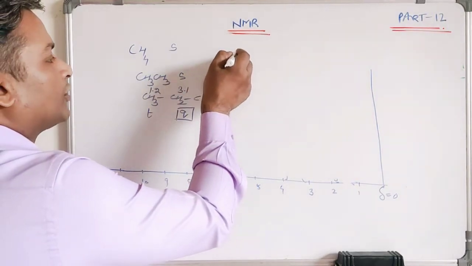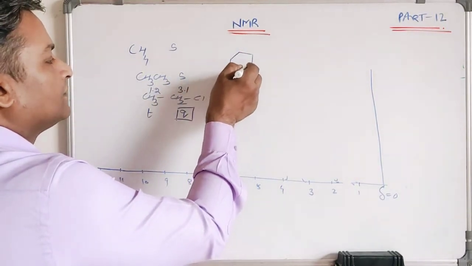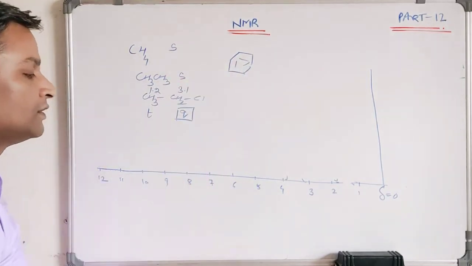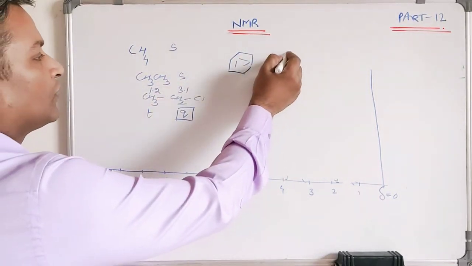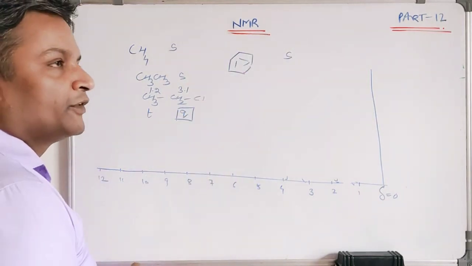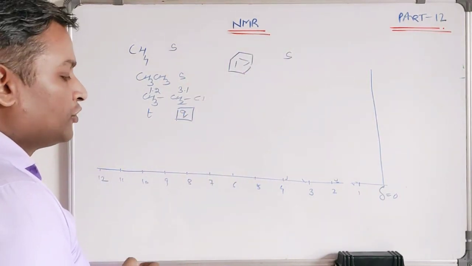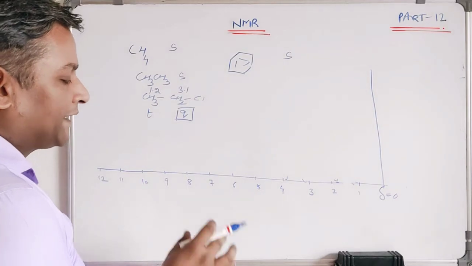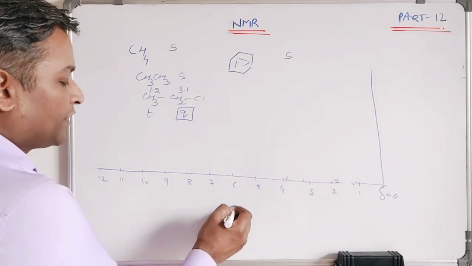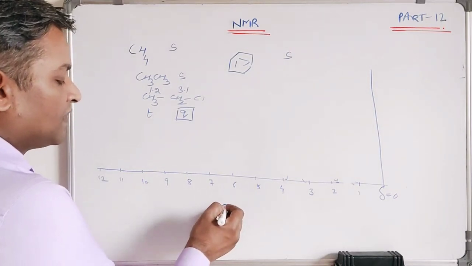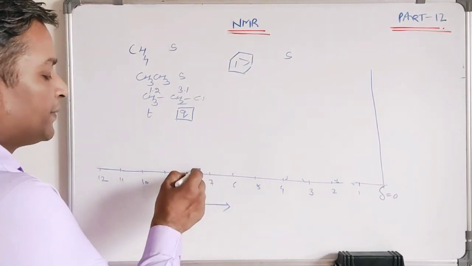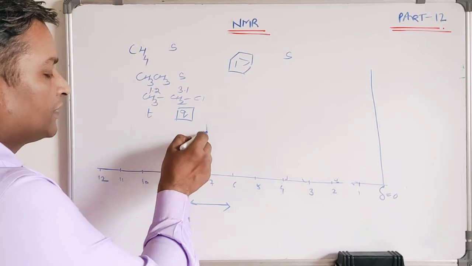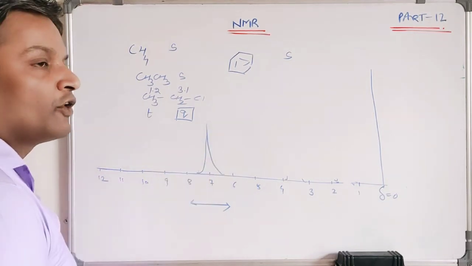Suppose I ask you what the spectrum of benzene will look like. If you are given only simple benzene, it contains only one singlet, because all 6 protons are the same, so it will be a singlet in the aromatic region. The aromatic region is from 6.5 to 8. So you will observe a singlet peak somewhere in this region for the benzene ring system.